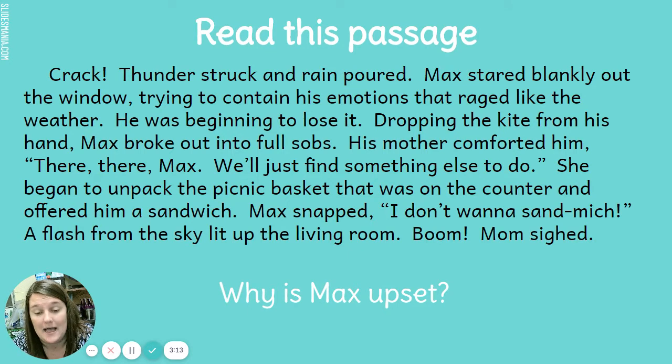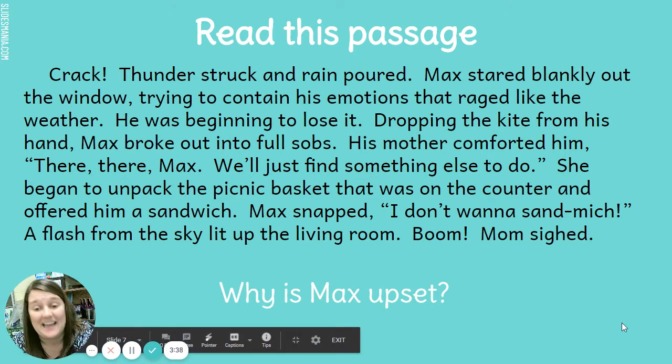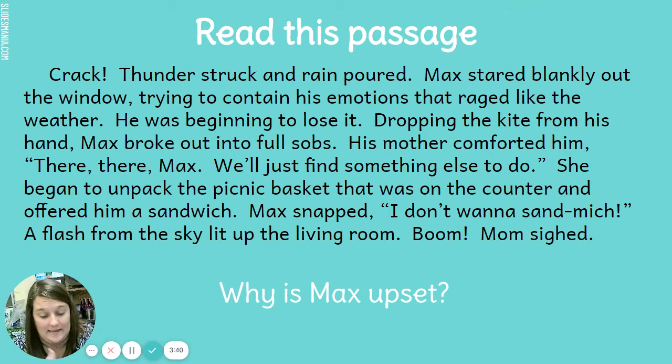Boom! Mom sighed. So why is Max upset, okay? You may have said something like, he's a little kid and he really wanted to go have a picnic and fly a kite, and he can't because of the weather. It spoiled his plans. You'd be correct, okay? I'm taking what I know about kids and how they act, and I'm reading this and getting clues from it, like, "we'll just find something else to do," and "thunder struck and rain poured," and I'm making an inference about why he is upset.